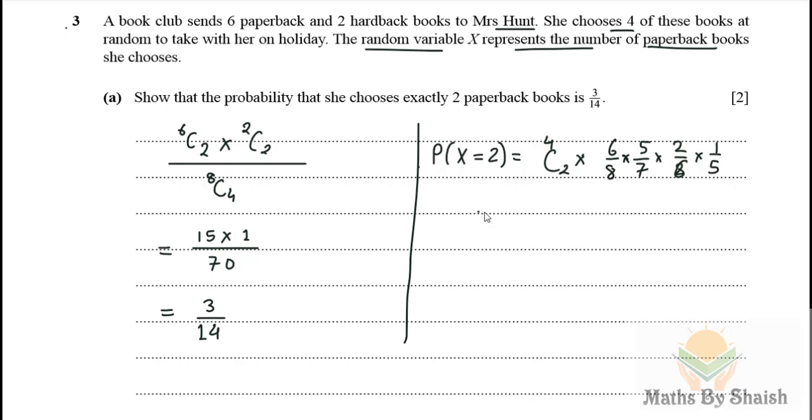So now we will calculate this. 4C2 is 6, so 6 into 6 over 8, 5 over 7, 2 over 6, and 1 over 5. So 6 got cancelled with this 6, 5 got cancelled with this 5, and 2 4s are 8, then 4, 2 2s are 4, 2 3s are 6. So ultimately we got 3 over 14. This is another method, so we can use any of these. I hope it is clear. Let's discuss the B part of it.